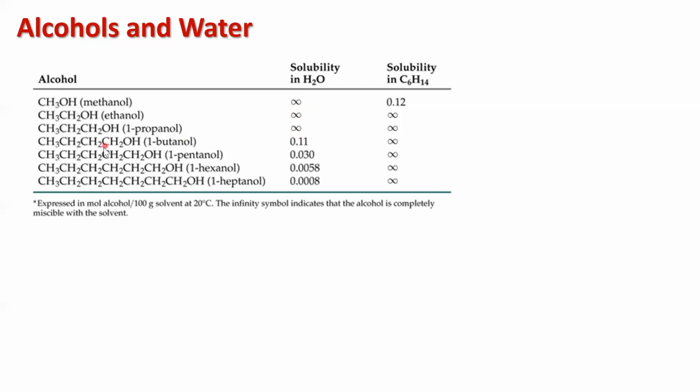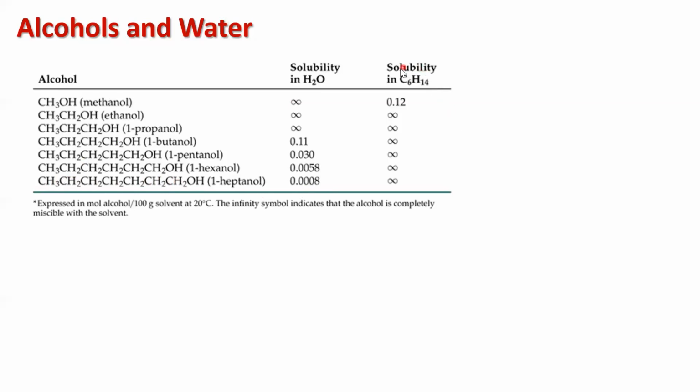But once we start getting down here, the molecules are getting bigger and bigger. As we go from butanol to pentanol to hexanol to heptanol, we're adding more to the hydrocarbon chain of the alcohol. This part of the molecule is very nonpolar. So the more nonpolar we have in our alcohol, the less it's going to dissolve in water. So heptanol, which has a very long hydrocarbon chain, which is nonpolar, is only marginally dissolved in water.